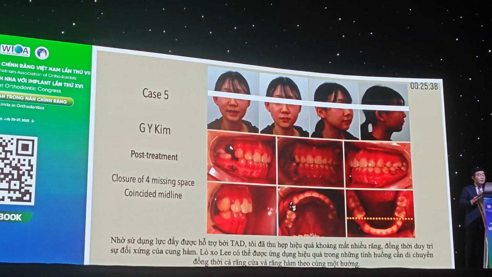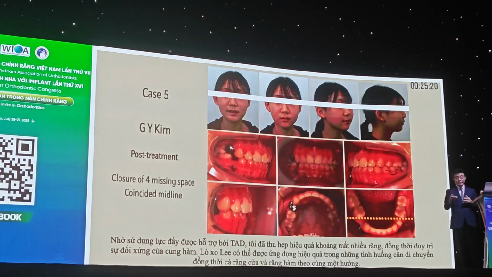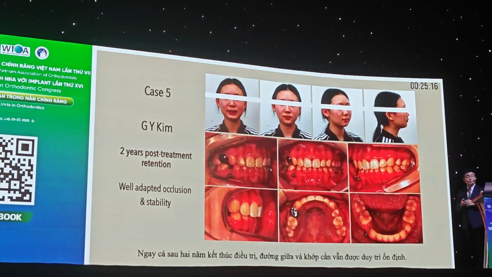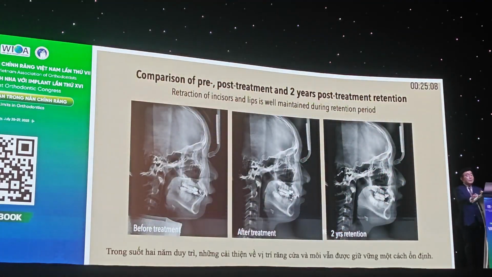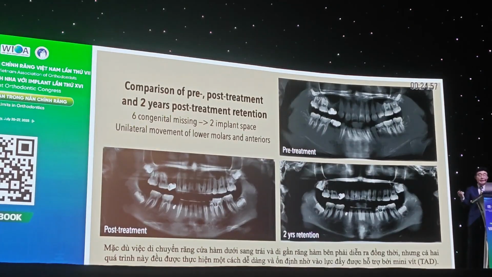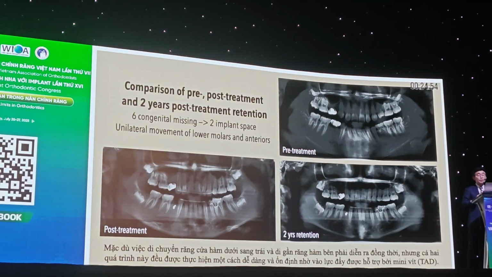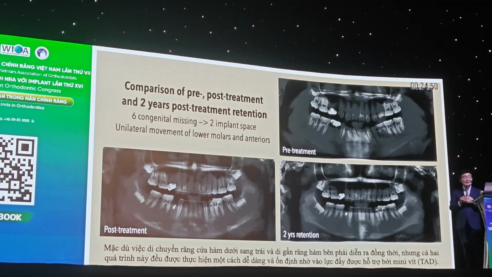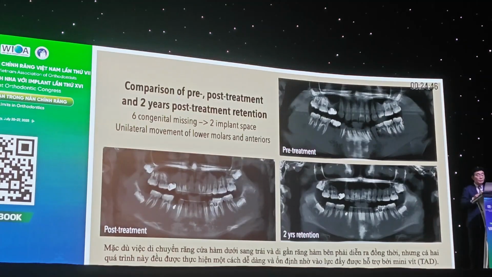Using TAD-supported pushing forces, I effectively reduced the space of multiple teeth while maintaining symmetry in the dental arch. The wrist spring can be effectively employed when simultaneous movement of both the incisors and molars in the same direction is required. Even at 2 years post-treatment, the midline and occlusion were well preserved. Throughout our 2-year retention period, the improvement of the incisors and lips has been consistent and well maintained. Although the leftward movement of the mandibular incisors and forward advancement of the right molars occurred simultaneously, they were achieved with ease and stability through the utilization of TAD-supported pushing force.